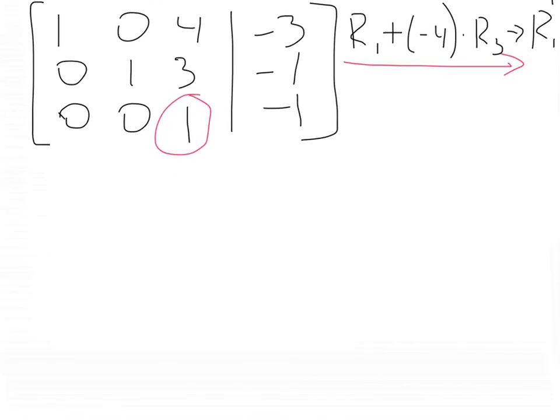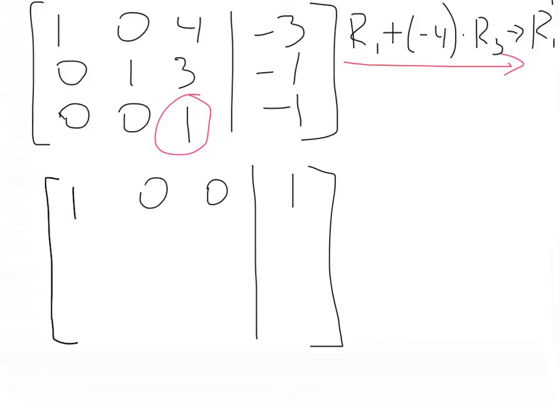Alright. Again, you have the instructions, follow them. Row 1, does it stay the same? No, because row 1 is the one that we're modifying. -4 times whatever is in row 3 plus whatever is in row 1. So -4 times 0 plus 1 becomes 1. -4 times 0 plus 0 becomes 0. -4 times 1 is -4 plus 4 becomes a 0. -4 times -1 is +4 minus 3 is +1. Row 2 stays the same. Row 3 stays the same.